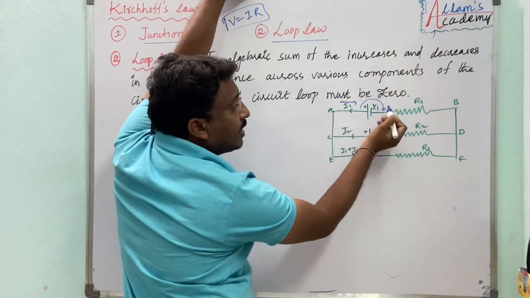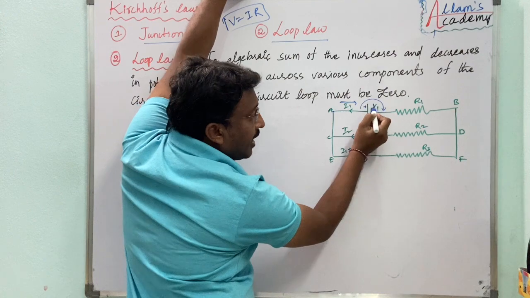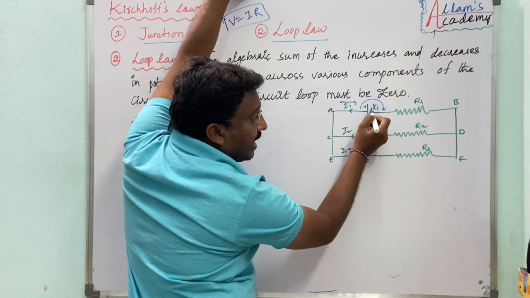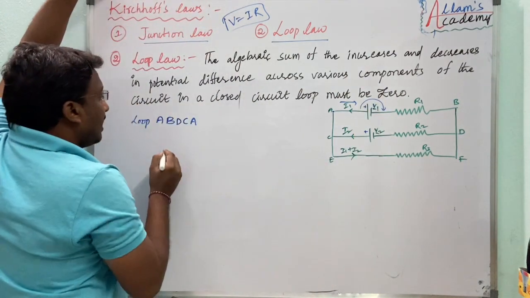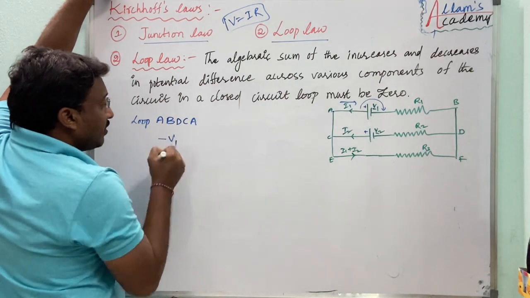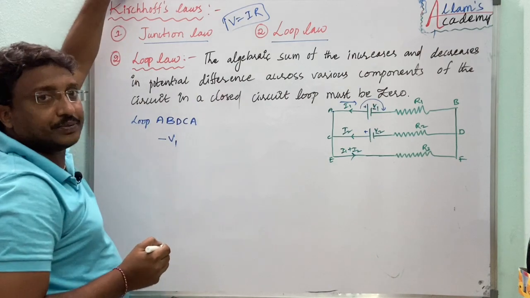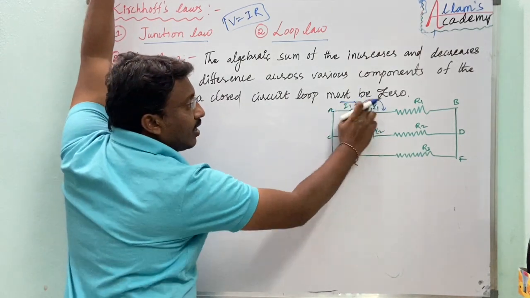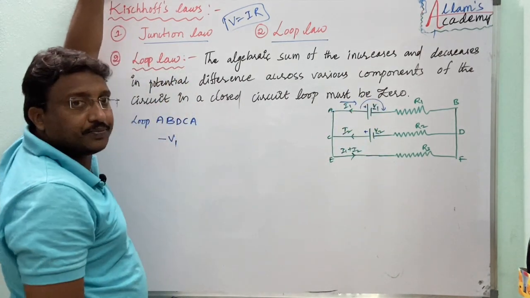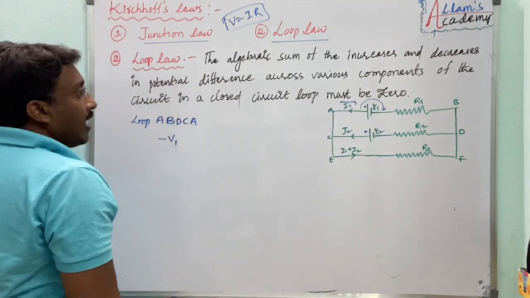From positive to negative. So in which direction are we going? That sign we have to take for the potential difference. So minus V1. We are jumping this side from positive to negative. Here we are taking the clockwise direction now. Okay, next.